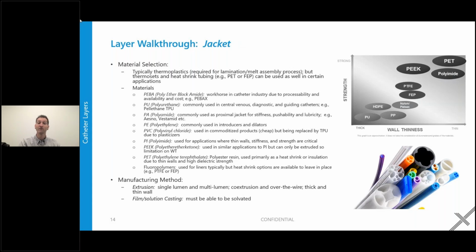Thermoplastics are all extruded or film cast, most commonly extruded because of the size limitations. They can be run in single lumen and multi-lumens and co-extrusions over the wire. They can be thin, they can be thick. Not as thin as what you can get with film cast. That's where you can get ultra thin, but reasonably thin. Generally lower limits of 1.5 or 2 thou for most extrusions. Occasionally you can get down to 1 thou, but generally speaking, we're talking about 2-3 thou extrusions.